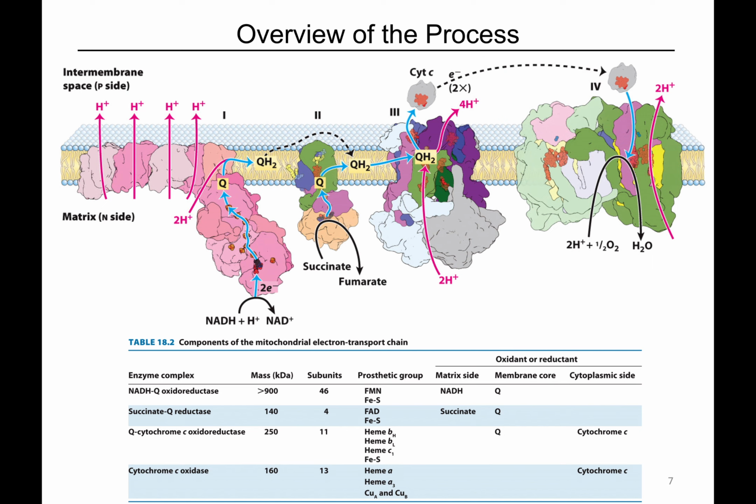Complex 3 ultimately pumps 4 protons, and complex 4 pumps 2 more. So overall, if we start at NADH, we pump 10 protons. If we start at FADH2, we pump 6 protons. Okay, that's an important thing to keep in mind moving forward.